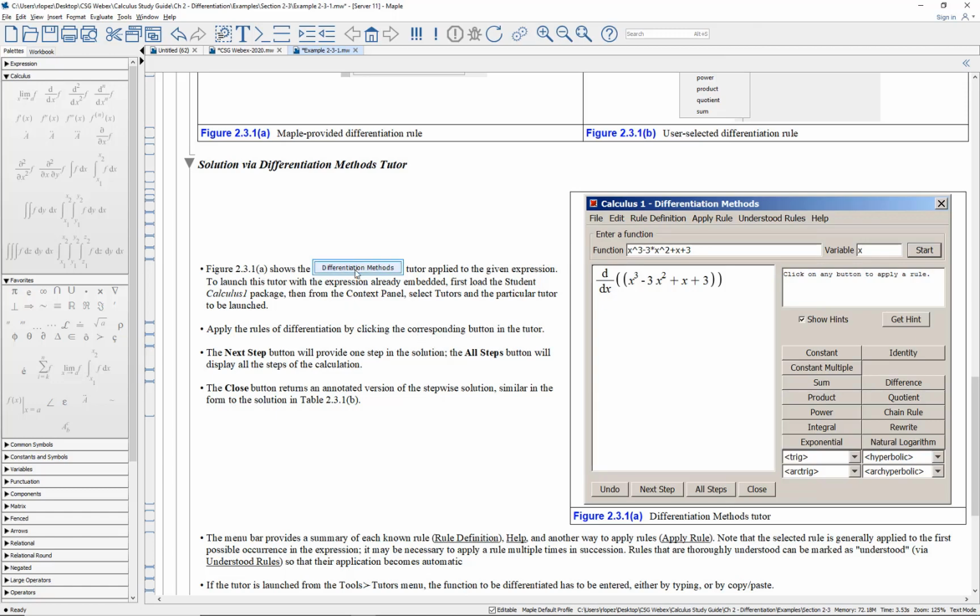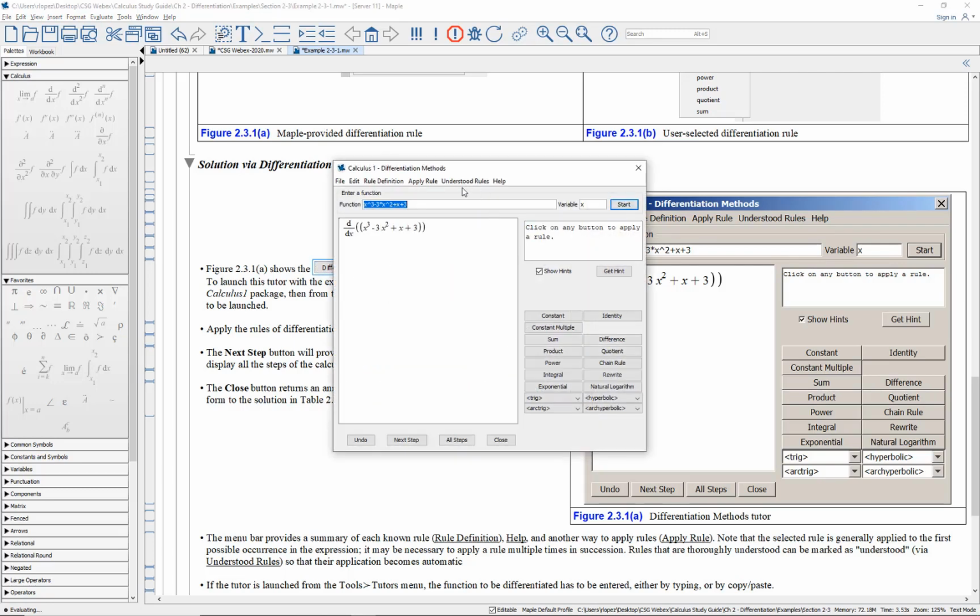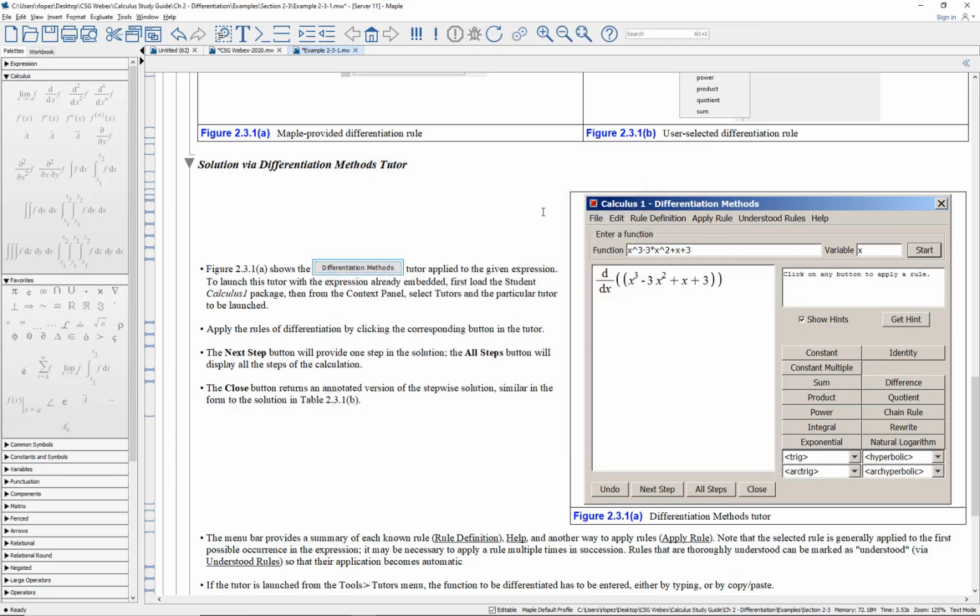Oh, let me show you one other thing about this. The understood rules. These are the rules, and you can tell Maple, I know this rule. Don't bother me to apply it. Just apply it yourself. So that's something that you can do with the tutor that you can't do with the access to the context panel. So there's room for both.